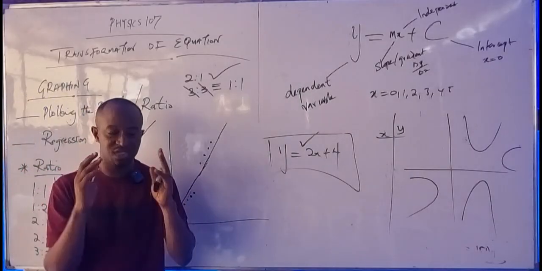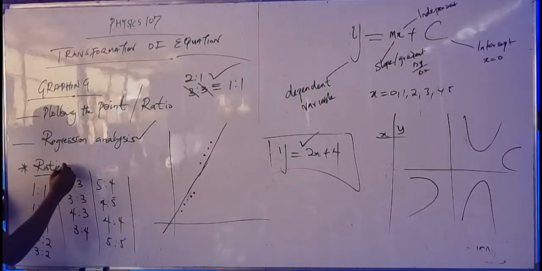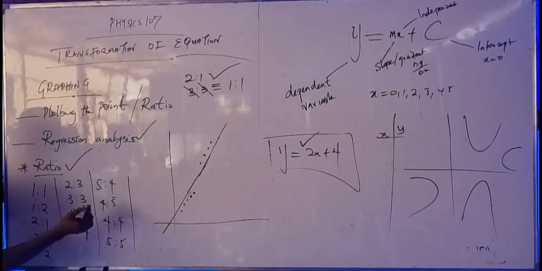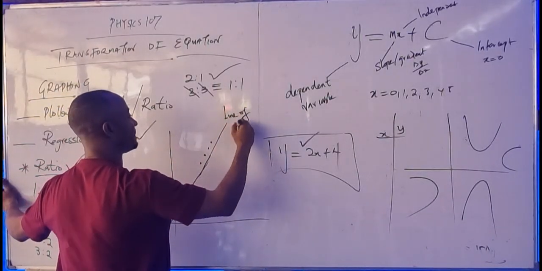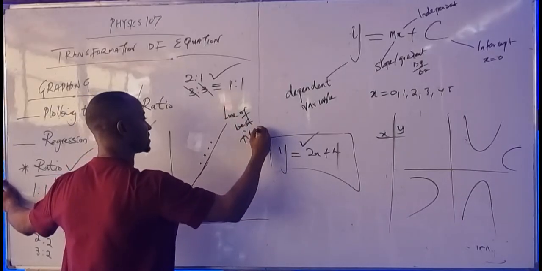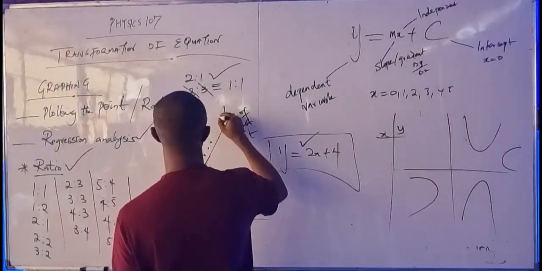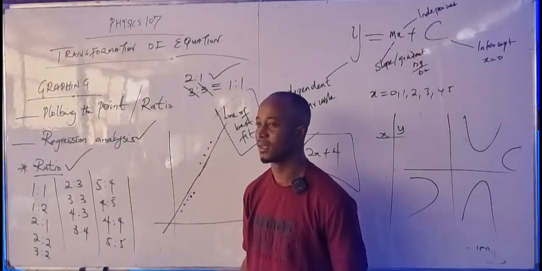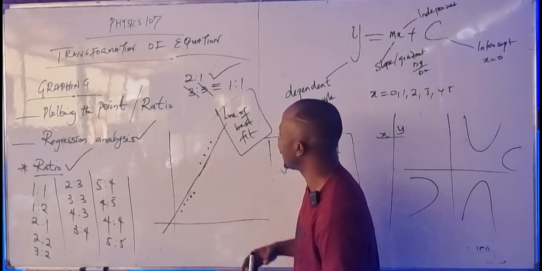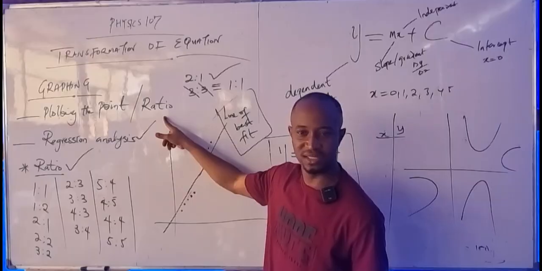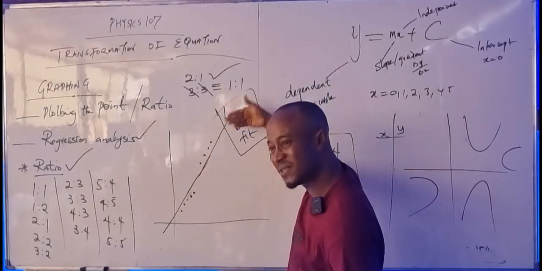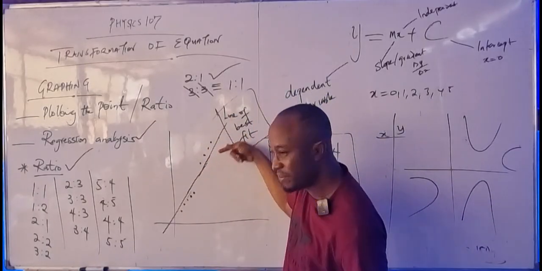Now, if you can achieve a perfect ratio, the straight line drawn is called the line of best fit. It's not called line of best fit just because it's a straight line. It's called line of best fit because the line cuts across a good ratio. It's the line that best fits the graph. Not all lines best fit the graph.